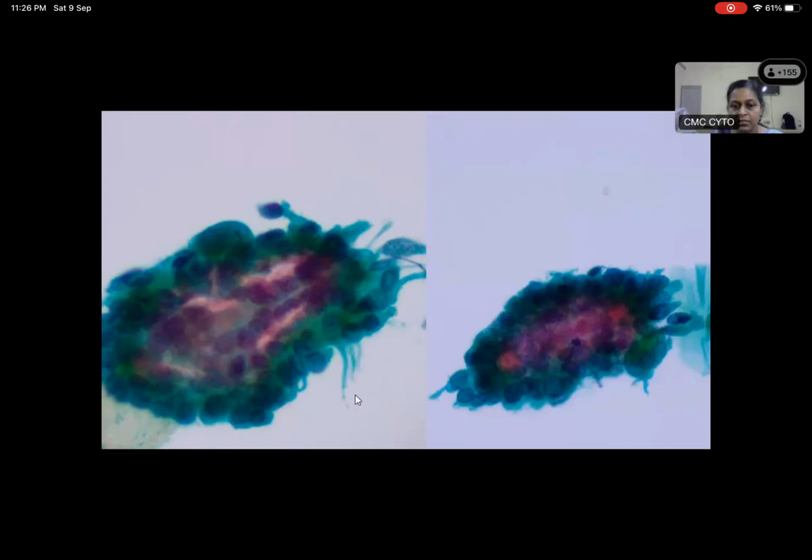So this is adenocarcinoma in situ, and you can see the very crowded clusters, and you can see the coarseness of chromatin in the periphery of these clusters. So this is adenocarcinoma in situ. This is also showing the cytoplasmic tags, sort of a rosette pattern there, and coarseness of chromatin. So this is adenocarcinoma in situ.